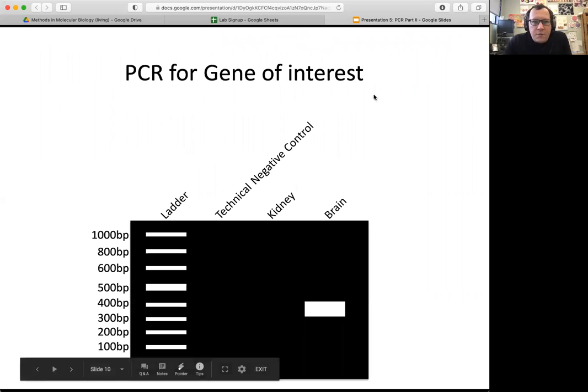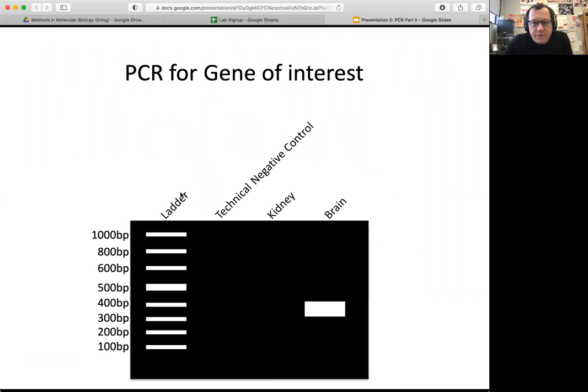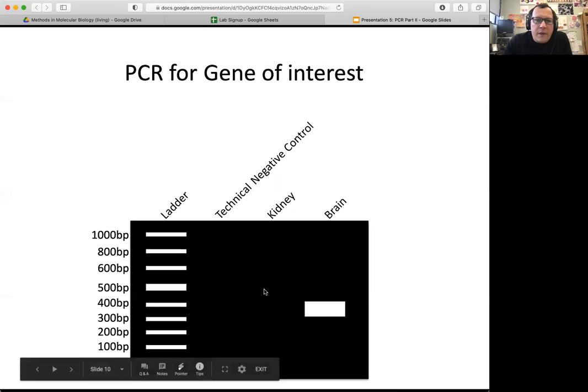Okay, so what we're going to be doing is PCR for particular genes of interest. Everyone's going to be doing PCRs for Amy's project. And essentially what we should theoretically see is that if we take some cDNA from brain and some cDNA from kidney, we'll probably see expression of these genes in the brain, but not in the kidney.